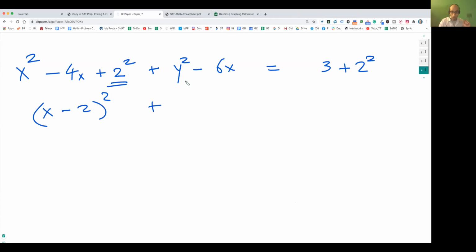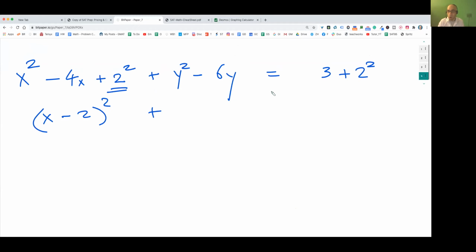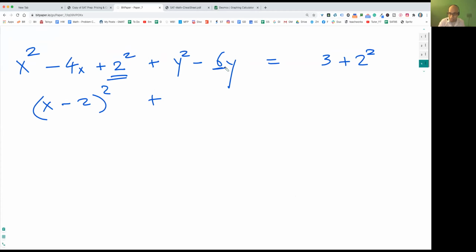So now try this one. Try to complete the square here. And my bad, it shouldn't be x. I always make this mistake. Sorry about that. It's a y here. So try to complete the square. What do I mean by completing the square? You take this number in front of y, take half of it. 6 divided by 2 is 3, right? Now, take the 3 and square it, and add it right over here. And then don't forget to add it over here as well.